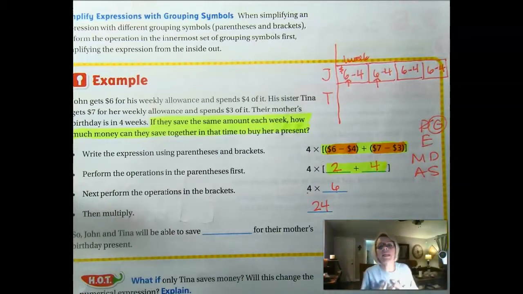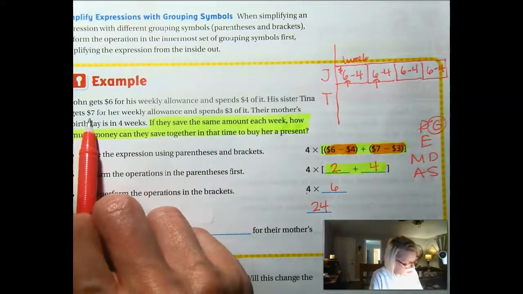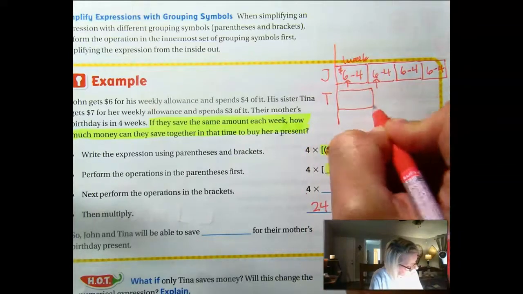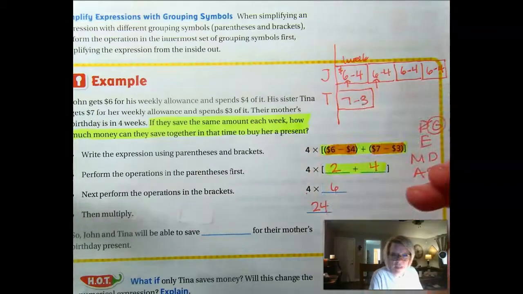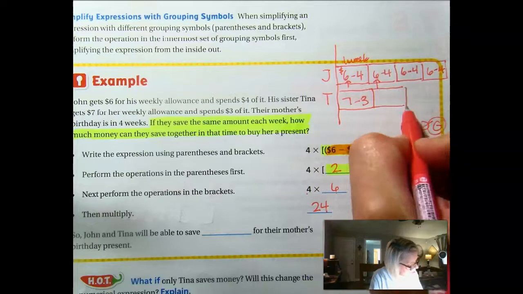But we're trying to write an expression and simplify it. If you can create the expression from the word problem, that is awesome. That is half the battle. Well, let's look at what Tina does. Tina might be older. She gets a little bit more money, so she gets $7 and spends 3 of it. So she's actually saving a little bit more money than John is. So he does this 4 times. She does this 4 times.